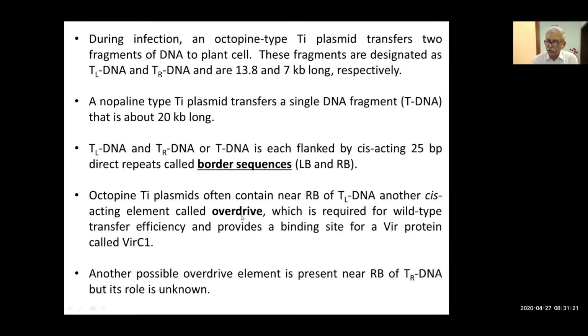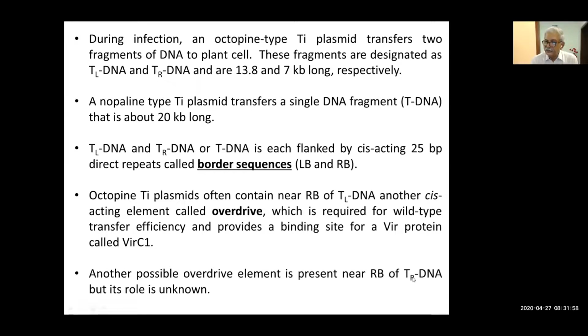Okay, so if you ever think of overdrive sequence, it is present on the Ti plasmid from the octopine type of strains. And it accelerates the formation of tDNA from the Ti plasmid. That is quite simple. Another possible overdrive element is present near the right border of TR DNA. That was TL DNA.